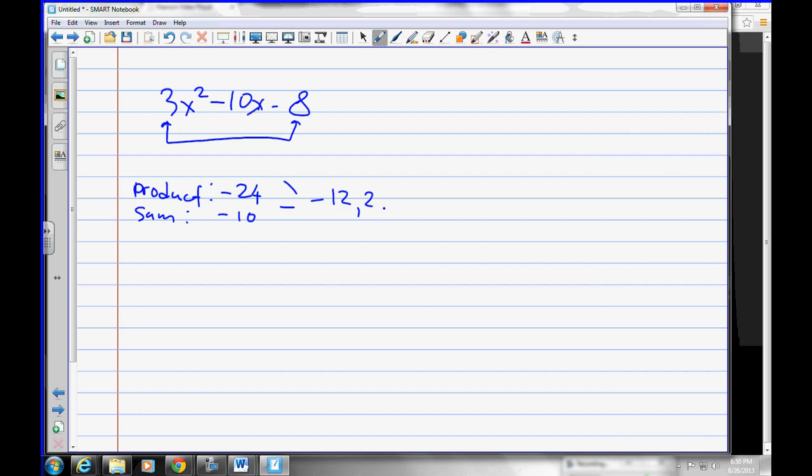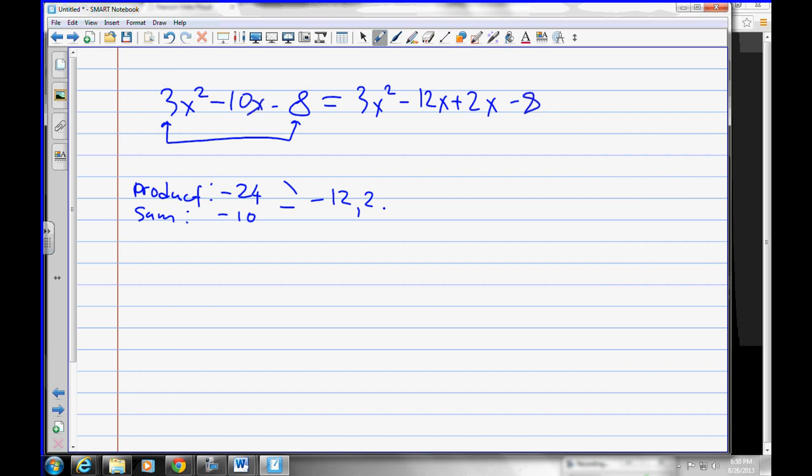We will rewrite this expression. We will split the middle term. Instead of writing negative 10x, we'll write negative 12x plus 2x. So basically, we're really unfoiling this thing. F is for first and L is for last, but then O and I usually mix together. So actually, we're separating. We're taking the outers and the inners out of that. So 3x squared minus 12x plus 2x minus 8.